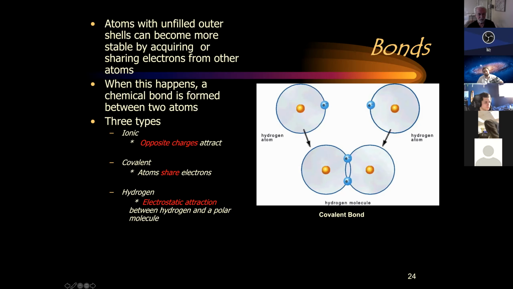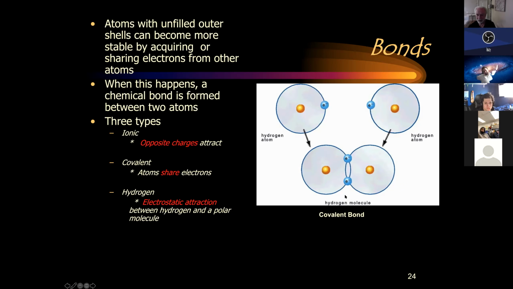An ionic bond forms when opposite charges attract each other. A covalent bond forms when 2 atoms share electrons. So remember, the word share goes with covalent. Hydrogen bonds are formed when there is an electrostatic attraction between a hydrogen atom and a polar molecule. I'll talk about that in a little bit.